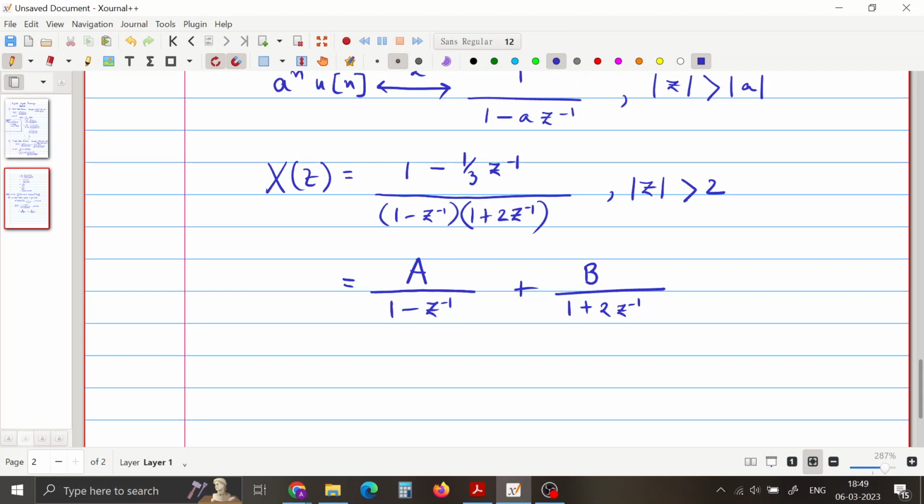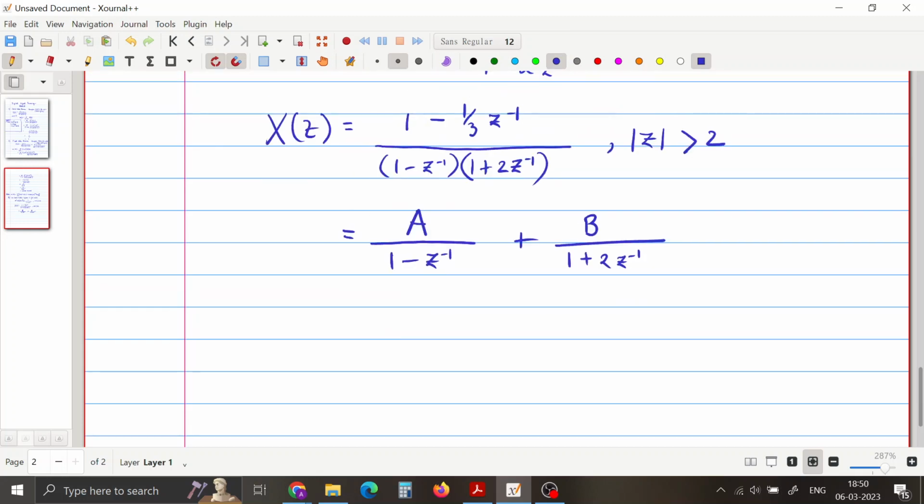The first pole term, 1 minus z inverse, is weighted by some constant a, and the second pole term, 1 plus 2 z inverse, is weighted by another constant b, and they are also known as the residues. Now we can compare these two expressions for X of z, and we can come up with the values of a and b.